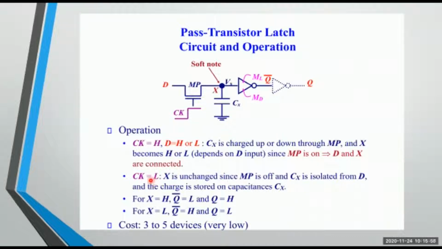And whenever the clock is low, what happens? We know that this particular channel will not be created. If the channel is not created, the previous output will be the same thing which has been stored in the previous case, and MP is off now. If MP is off, what happens to the capacitor? CX is isolated from the input D.